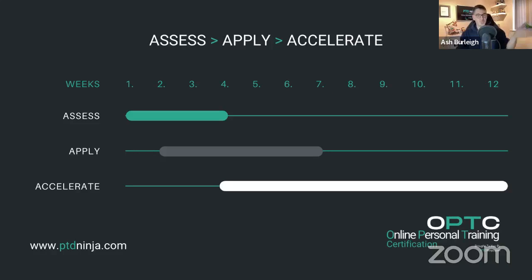And one of the things we talk about over at PT Ninja and the online personal training certification is this assess, apply, accelerate approach. It's this idea that the first part of your program will be about assessing the client, and we'll bring in information from that client, try and find out more about them. Yes, they're going to onboard. Yes, you're going to have a conversation with them. Yes, you might be asking forms and getting information from them, but they're telling you stuff. And there's a big difference between what a client will tell you compared to what is actually happening in reality.